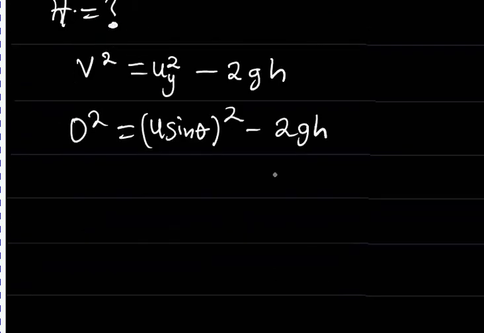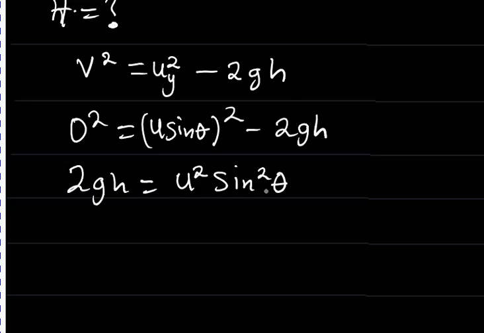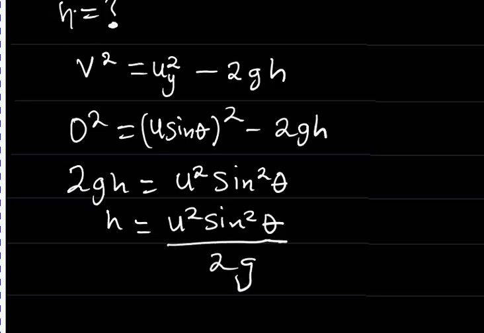So if we rearrange this equation, minus 2gh comes to the other side, that's going to be plus 2gh. u is being squared, that is u square. Then sine theta is squared, that is sine square theta. So to make h now the subject, let me just use small letter h, we are familiar with small letter h. So h is going to be equal to u square sine square theta, divided by 2g. So this right here is the expression for the maximum height that is attained by the projectile.